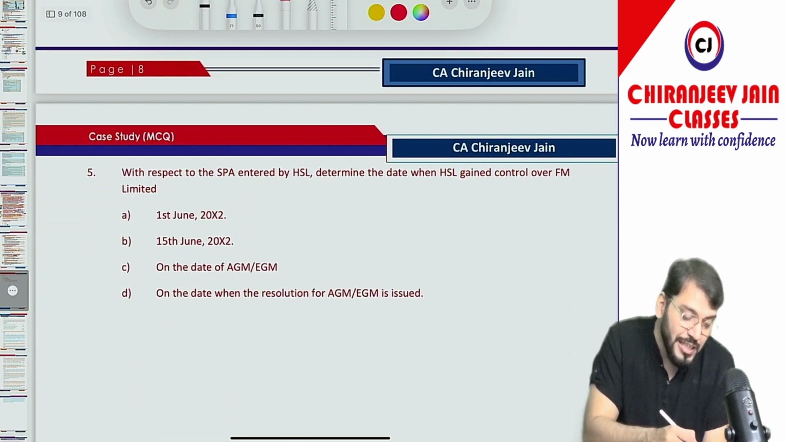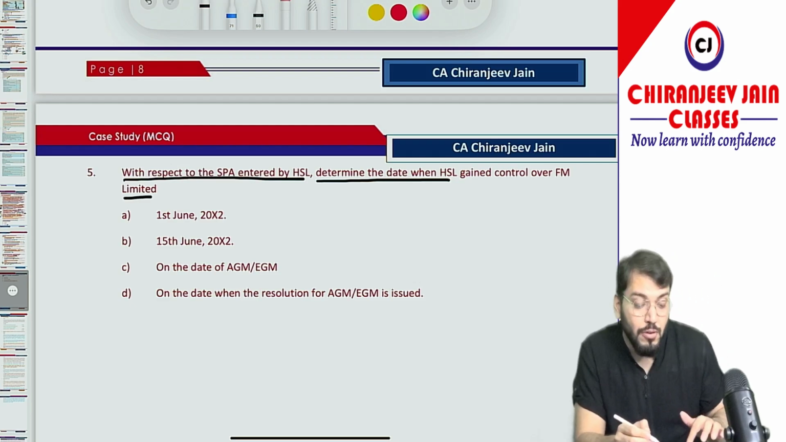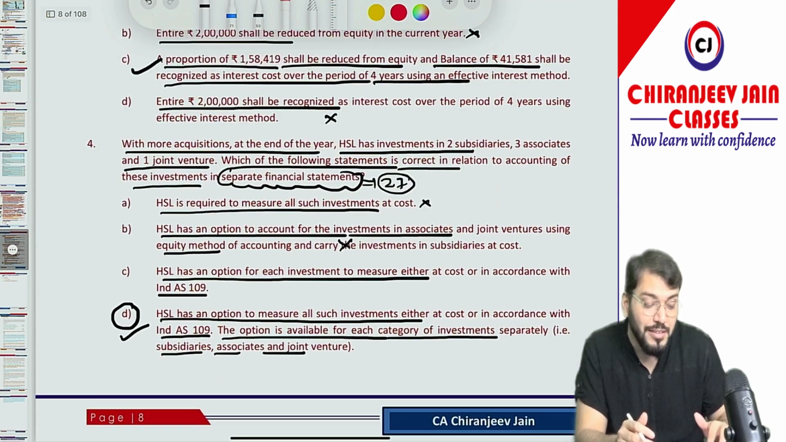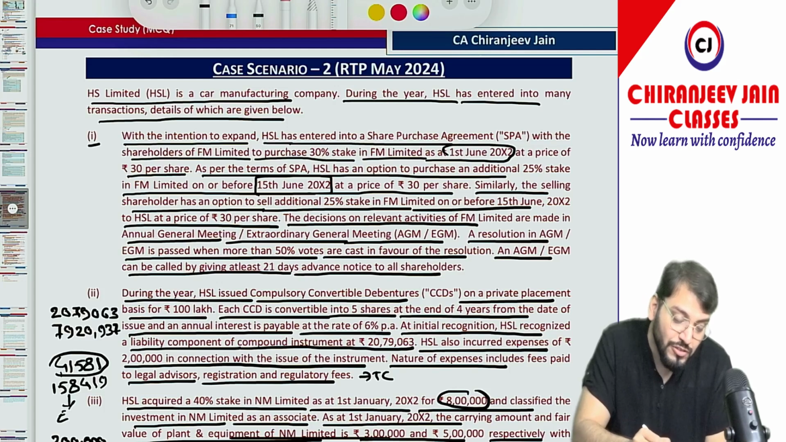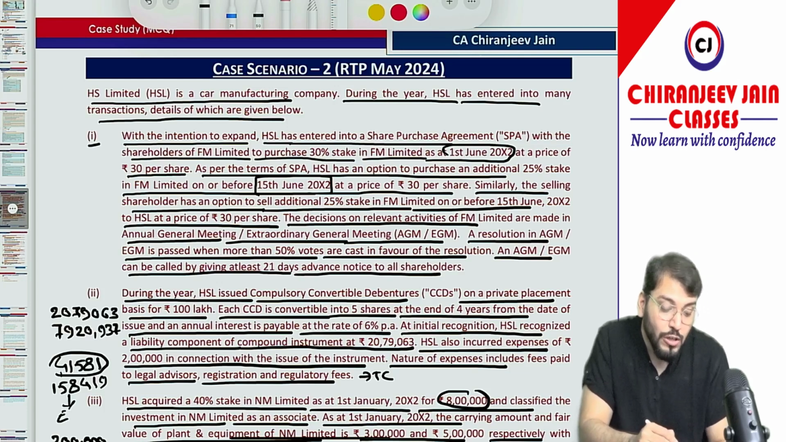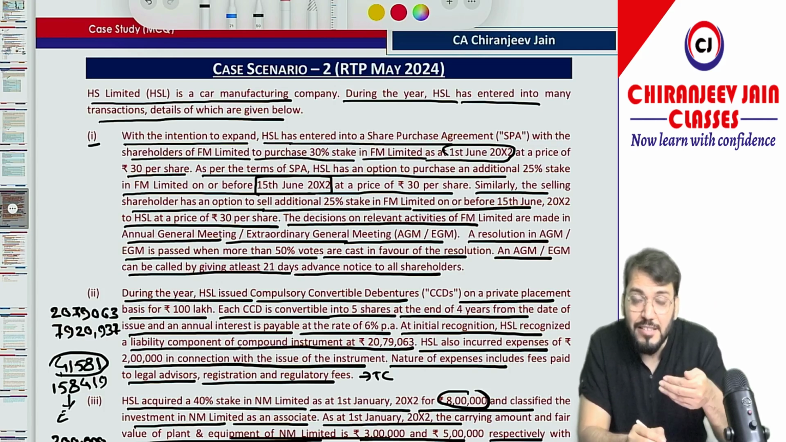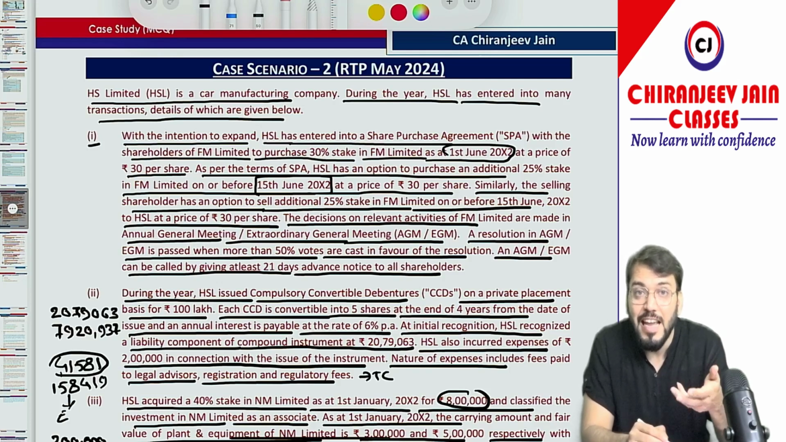With respect to the SPA entered into by HSL, determine the date when HSL gained control over FM Limited. The control was gained on 1st June only, because on that date they were having a 30% stake, and also they were having a call option to purchase an additional 25% on or before 15 June. This means they can exercise this call option before the AGM. So on the date of the AGM they can take any decision.